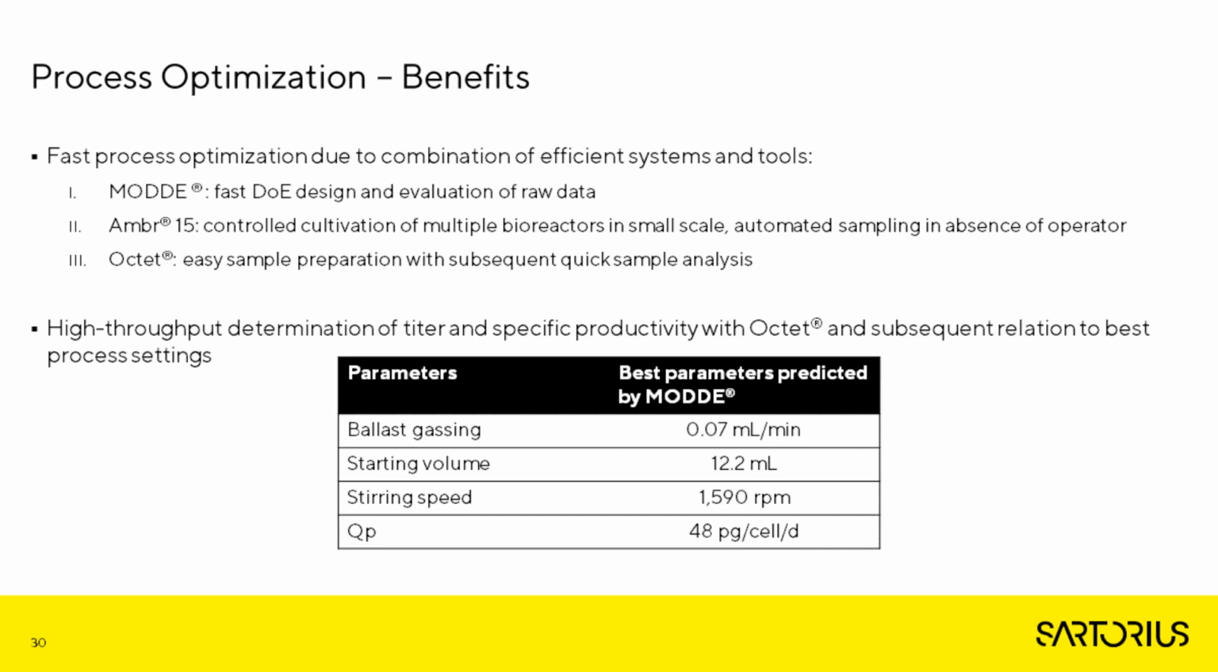As in process optimization, many experiments are required, as I mentioned before, and thus many samples have to be analyzed. Octet delivers a high throughput and operator-friendly solution by minimizing the effort in determining titer or specific productivity in relation to the best process settings, which are described in this table. In this table, we can see that the parameters predicted by MODDE are in nice agreement with the data shown before and may lead to a good specific productivity for this clone.